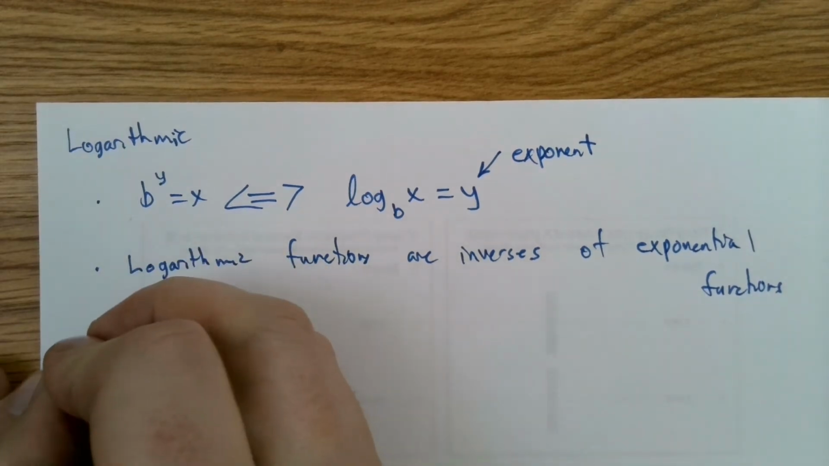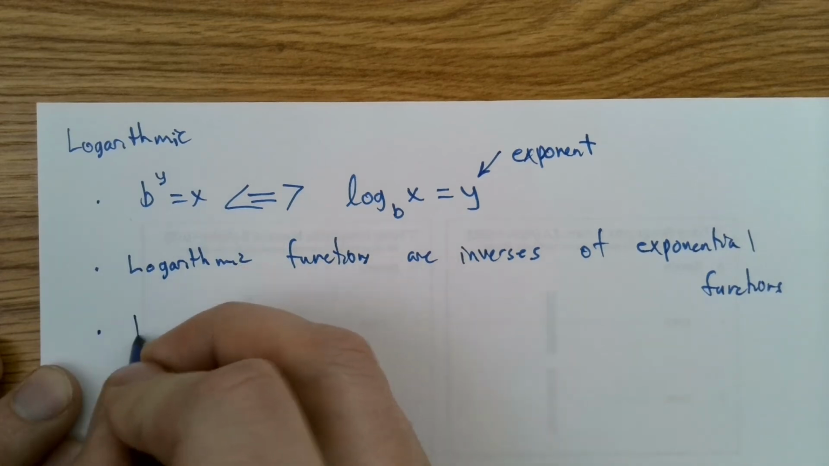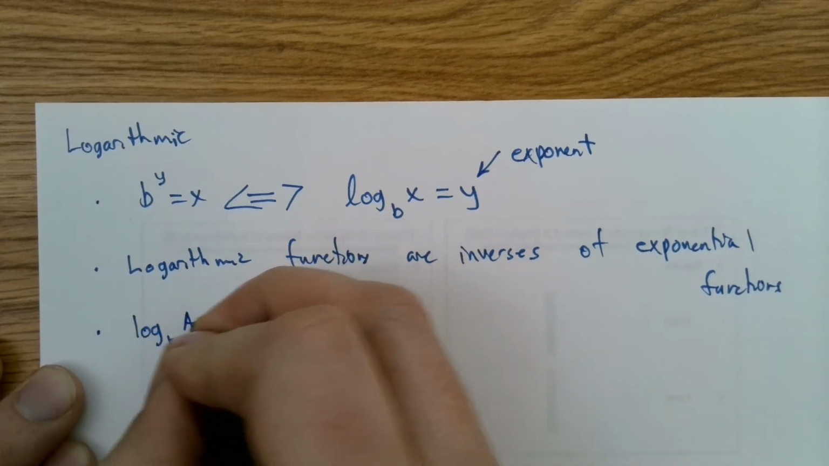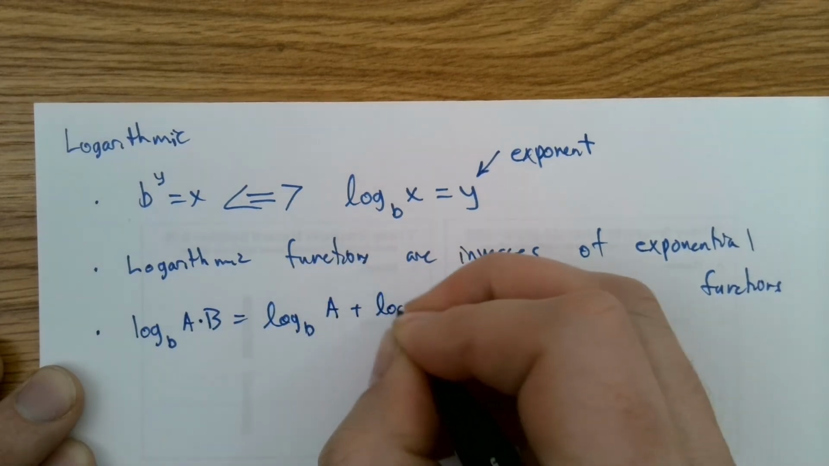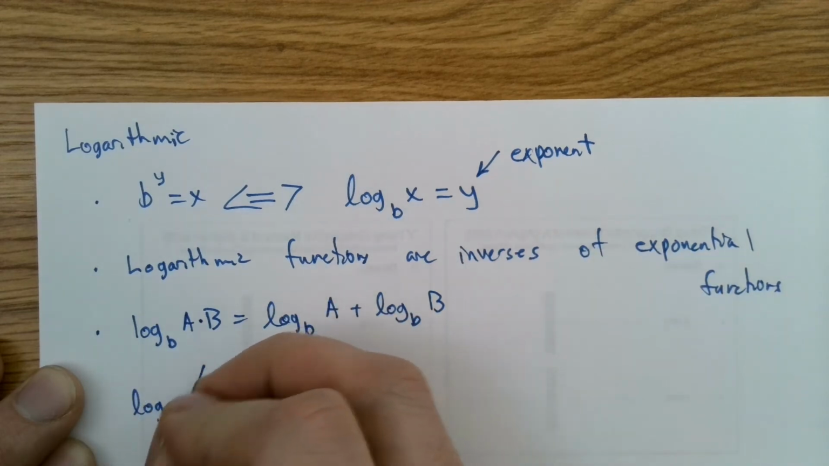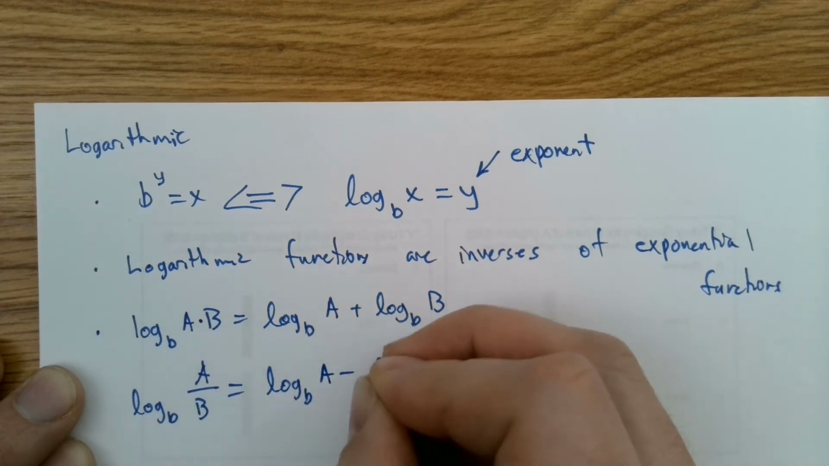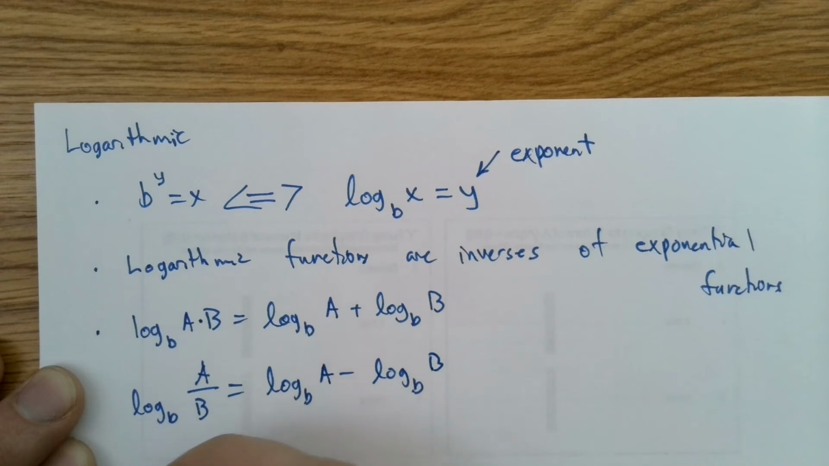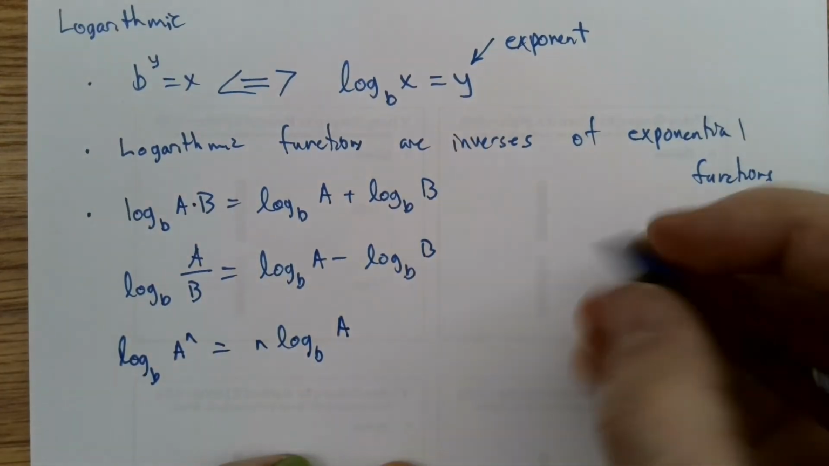And then I'm going to bother to write down the three properties. You also needed to rearrange things with this. So if I had log base b of a times b, that was log base b of a plus log base b of b. If I had log b of a divided by b, that was log b a minus log b b. And if I had log base b of a to the n, that was n times log base b of a.